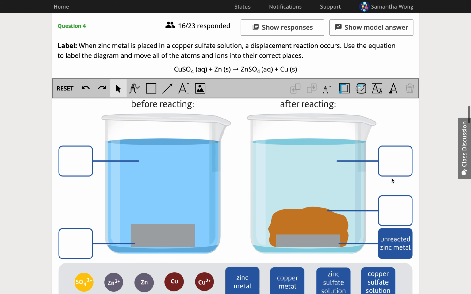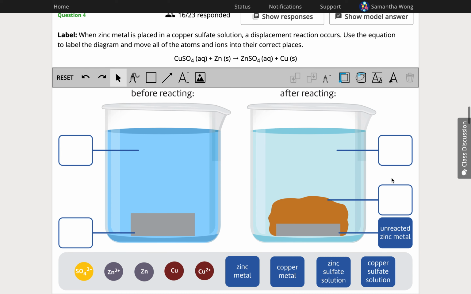For question 4, here we have a diagram, and we're told with the instructions, when zinc metal is placed in a copper sulfate solution, a displacement reaction occurs. Use the equation to label the diagram and move all of the atoms and ions into their correct places. Now, the equation that they're talking about is this one up the top.